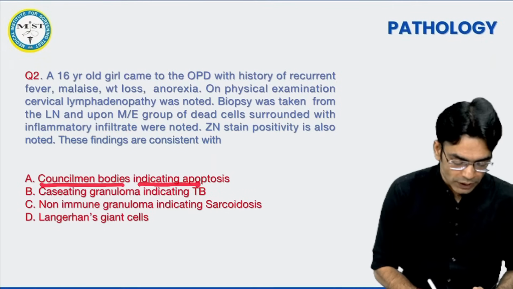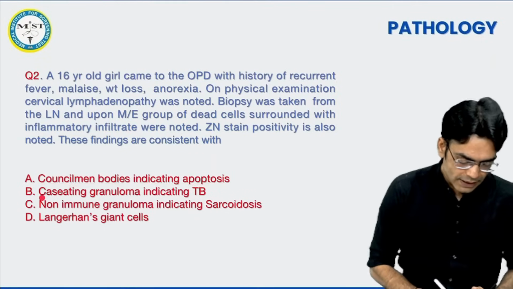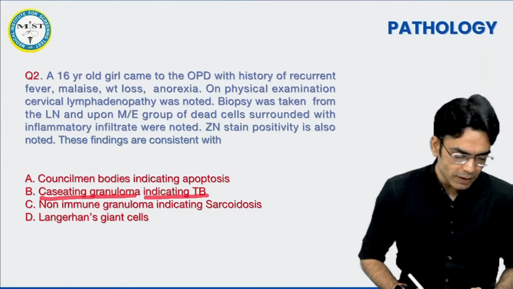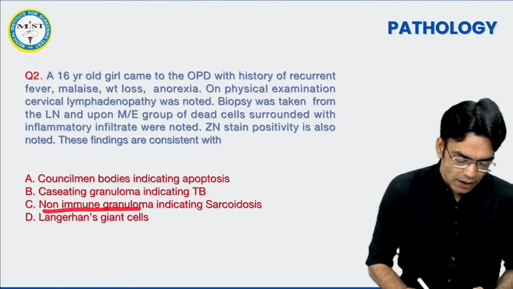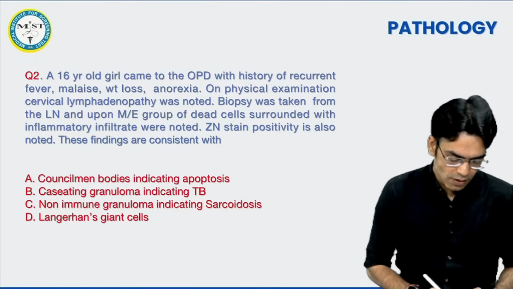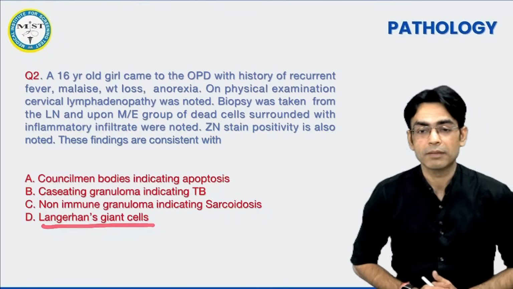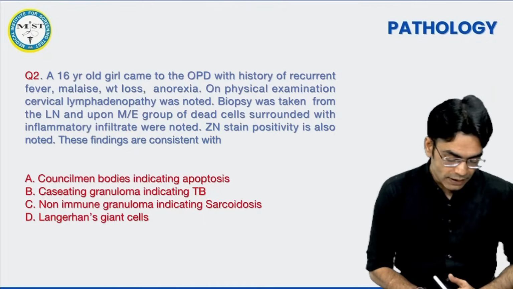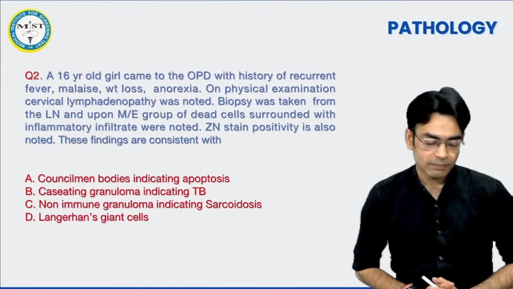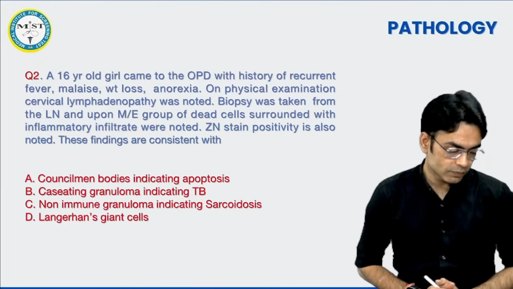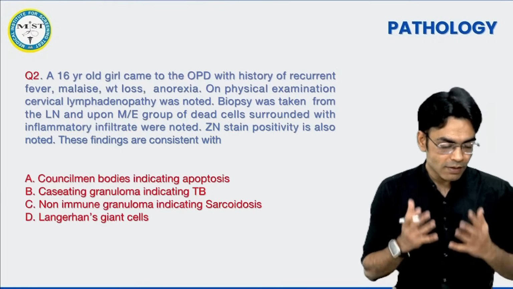Councilman bodies indicating apoptosis, caseating granuloma indicating TB, non-caseating granuloma indicating sarcoidosis, or Langerhans giant cell. So tell me the answer. What is it, everyone? Very good.